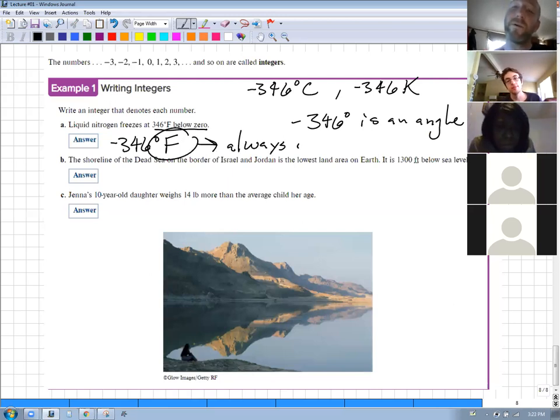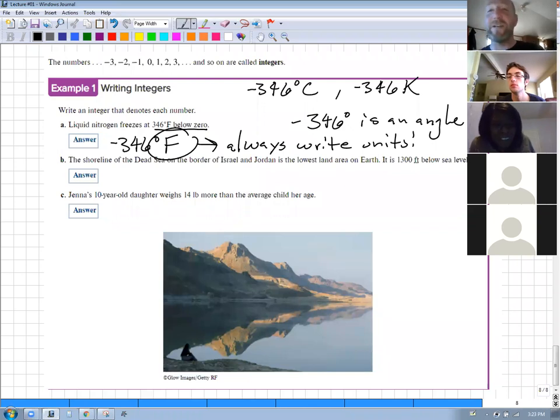Always write units, okay? The units are what guide us, right? When we're doing math and stuff. Because if you're doing a calculation and you're looking for dollars and you end up with feet, you know you did something wrong in your calculation, right? So you always write your units. That's the most important thing. The units guide you, all right? This is the importance of units.